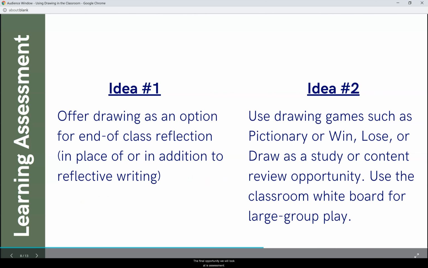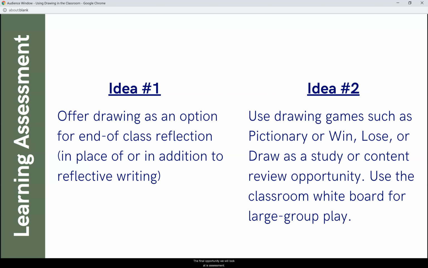The final opportunity we'll look at is assessment. Just like with the warm-up exercise, drawing can be used at the end of class to help students focus, relax, and reflect on what they learned. If you ever use a 1-minute reflection paper at the end of class, you can offer students the option of creating a drawing or encourage them to add a drawing to their reflections.